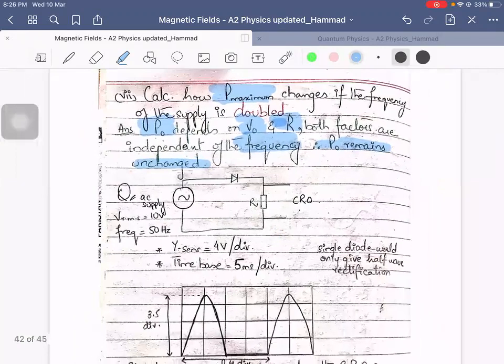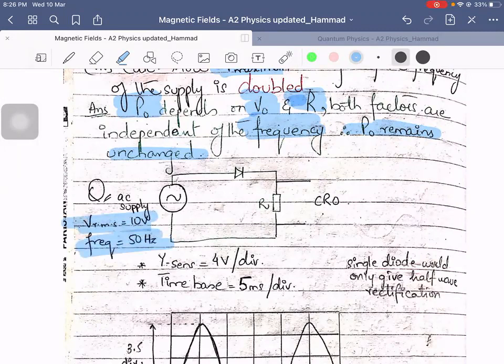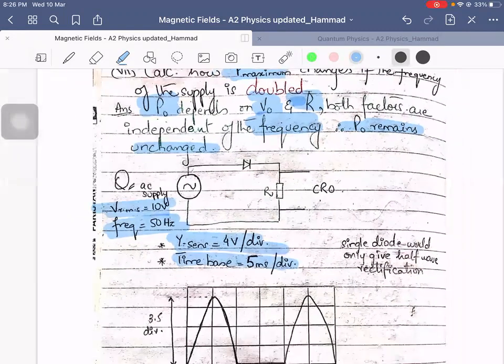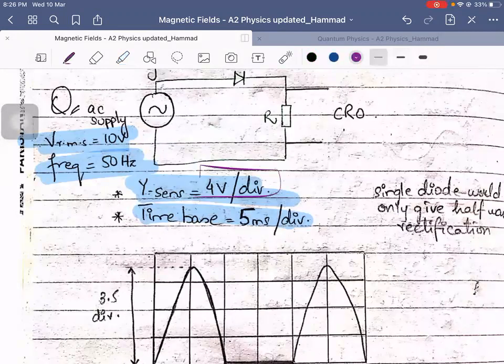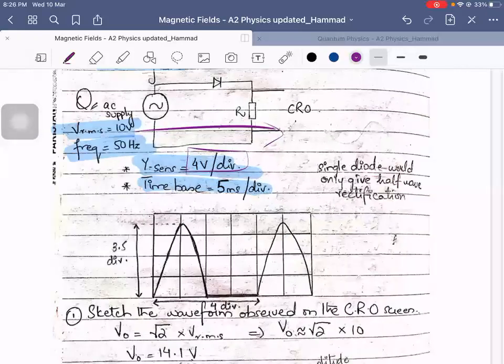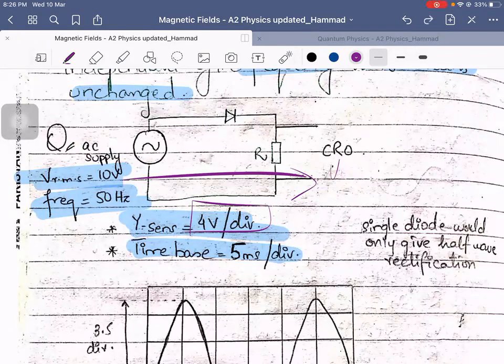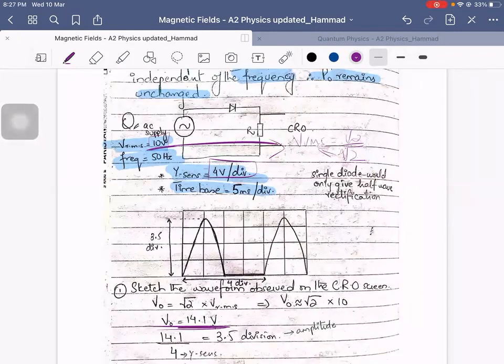Right? Let's say I have an AC supply, VRMS value of 10 volts, frequency of 50 hertz. Y sensitivity is 4 volts per division, time base is 5 milliseconds per division. Let's say they're saying sketch the waveform observed on the CRO screen. Please understand that Y sensitivity is 4 volts per division. You can simply work out the value for V naught. Since it's an AC supply, VRMS is equal to V naught upon root 2. You multiply the RMS value, which is 10, by root 2, you'll get a value of 14.1 volts. If you use 3.5 divisions, if you multiply 4 by 3.5, you'll get approximately this value, 14.1 volts.